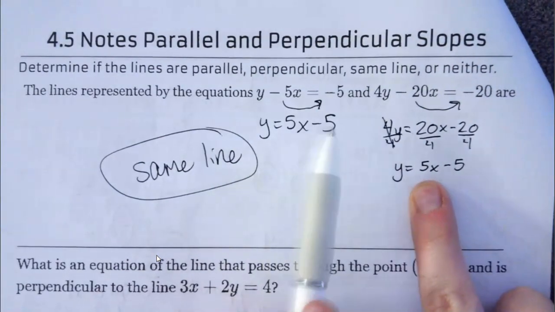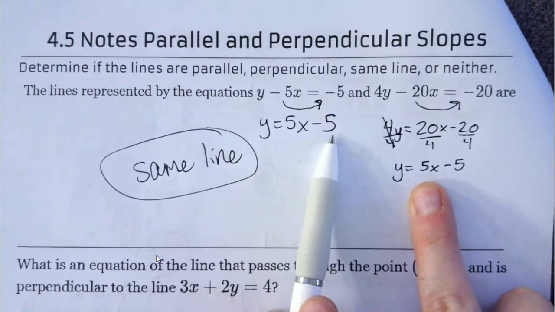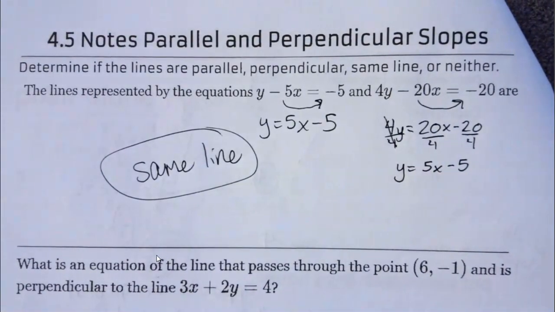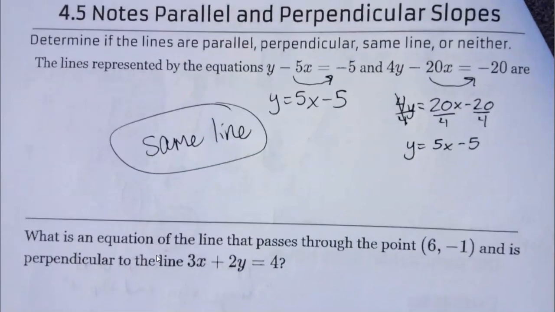Because if they had the same slope but a different y-intercept, they could be anything, but if they're not the same, it would just be parallel. These, in particular, are the exact same line. Just pay attention to that.